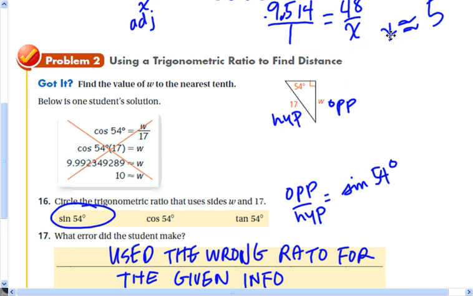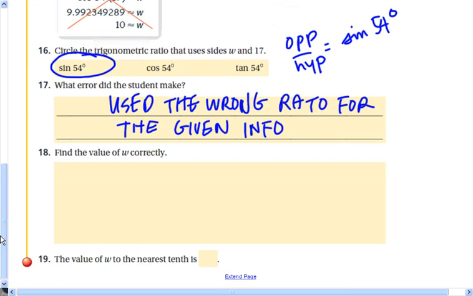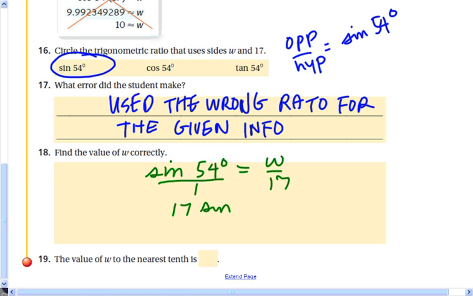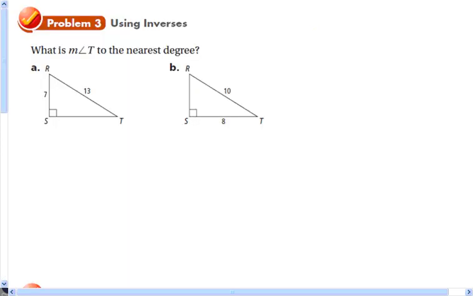All right, there are your answers. And to correctly find this, we need to do sine of 54 degrees is equal to W over 17, which using cross products, we get 17 times the sine. Remember, this is a ratio. 17 times the sine of 54 degrees is equal to W. And we can use our calculator to find the sine of 54 degrees, which is 0.809. And if you round that to the nearest tenth, you get 15.8.